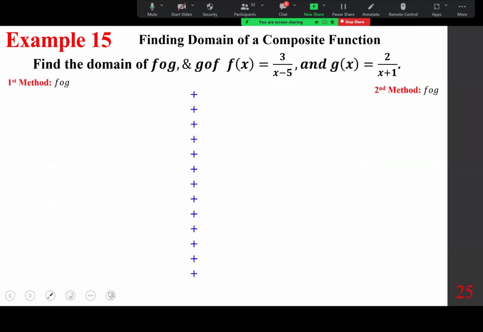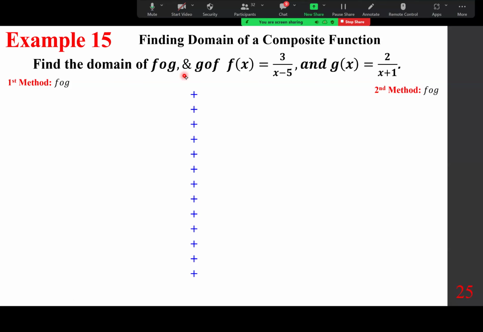And now the last one, we want to find the domain of a composite function. I'm going to look at this when it gets involved, such as rational functions, using two different methods. So f of x is 3 over x minus 5, g of x is 2 over x plus 1, and we want to find the domain of f of g and g of f. So two methods.